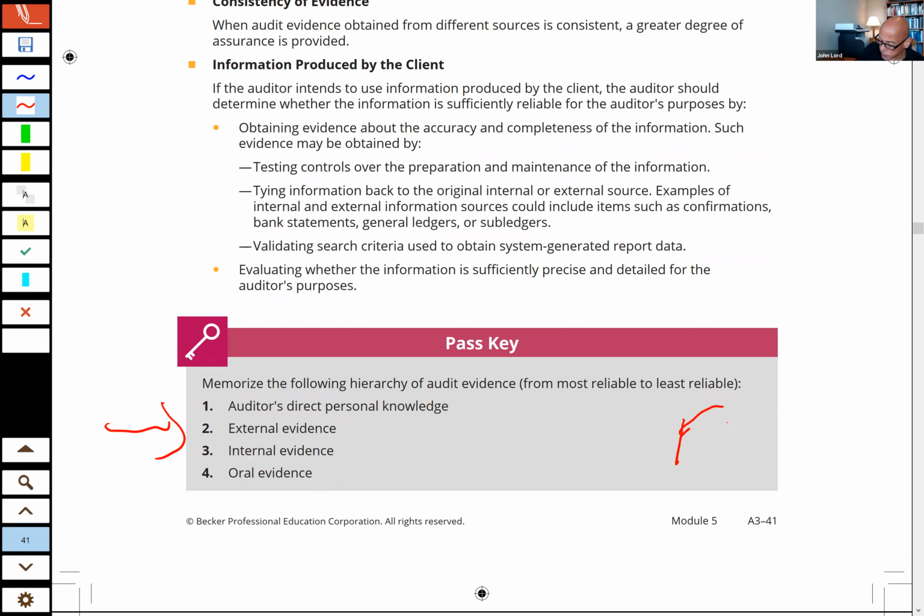Just flashcard this. All we're doing here is telling you the hierarchy for substantive evidence, and this tells us the reliability of substantive evidence. They probably should have been more careful with that. The number one most persuasive evidence is auditor's direct personal knowledge. If you see something, you physically observe something, that is the highest level of evidence.